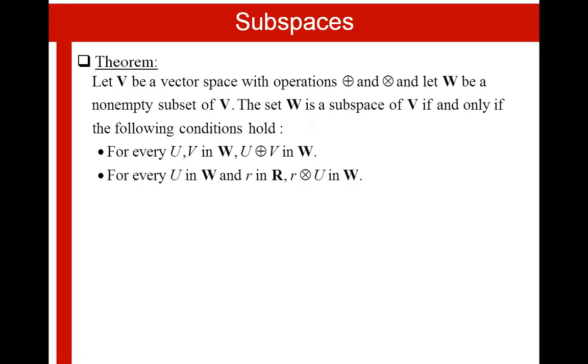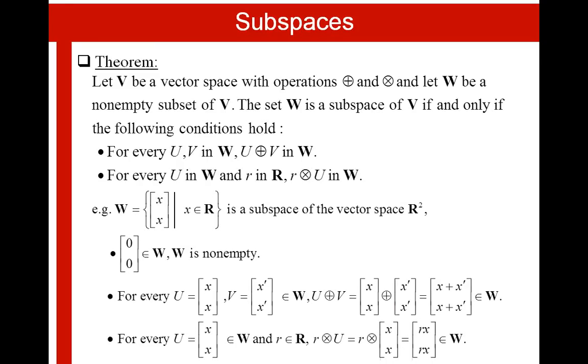If these two conditions, along with the set being non-empty, are met, then W is considered to be a subspace. Otherwise, if any one of these conditions is violated or is not met, then W is not a subspace. Let's look at some examples.